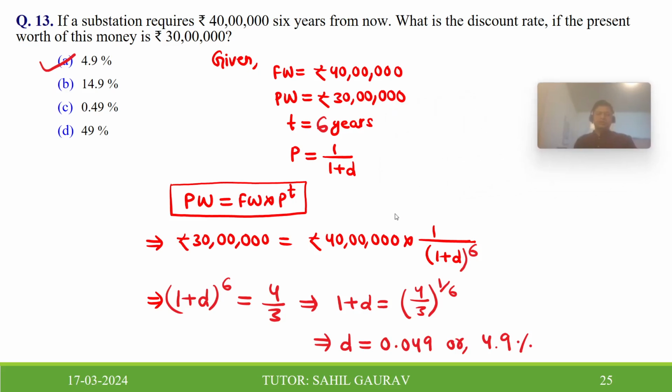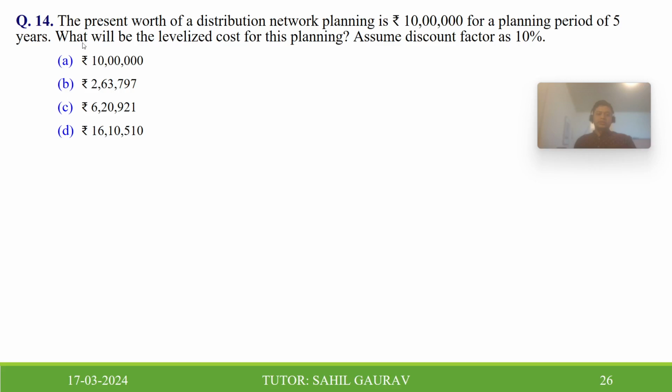So let us move to the next problem. In this problem again, you have to find the levelized cost. So here, if this project worth is given as rupees 10 lakh and T is given as 5 years, what will be the levelized cost for planning if the discount rate is given as 0.1?